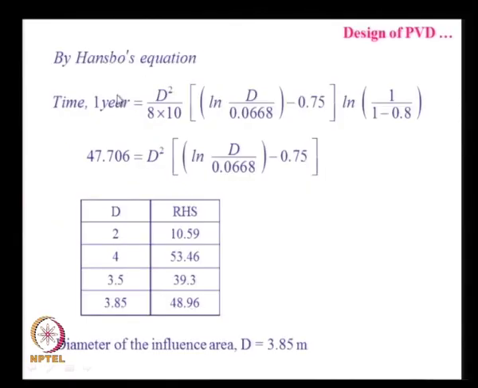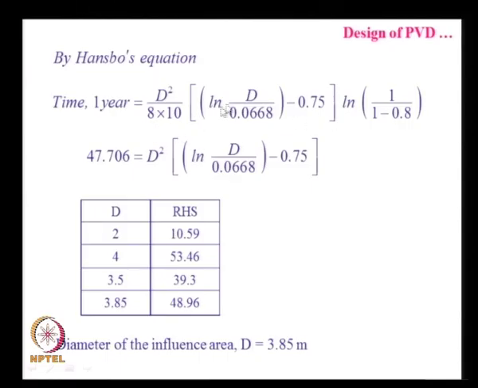and the equation that we have is in terms of the time for consolidation t as all this quantity capital D square by 8 CH and so on, and so the time is 1 year, and D is the one that we need to find, and 10 is the coefficient of consolidation in horizontal direction, that is 10 meter square per year, and the U bar, that is the desired degree of consolidation that we want to achieve, is 0.8.